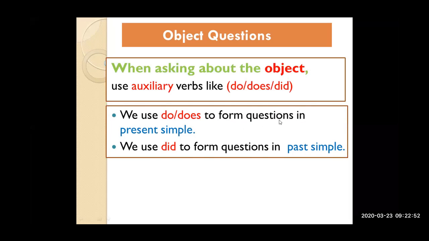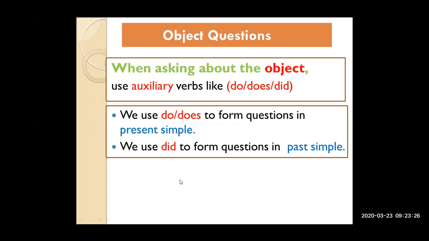We use do, does to form questions in present simple. Again, we use do, does to form a question in present simple, but just when asking about the object, not the subject. When we ask only about the object, we use an auxiliary verb: do, does, or did. We use do or does to form questions in present simple. We use did to form questions in past simple.